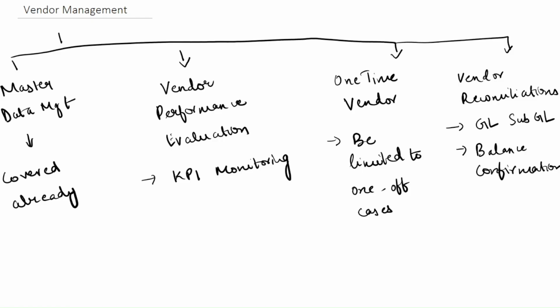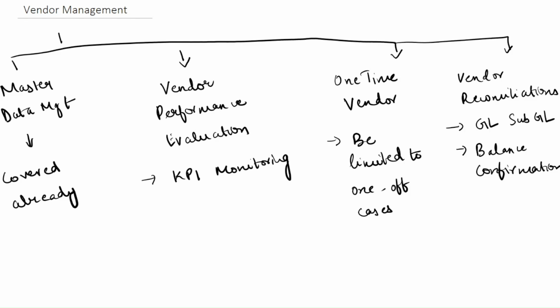This will help the organization to decide whether to continue with the same vendor or to terminate the services of the vendor. Then there's also something called one-time vendor. As the name suggests, it's used for one time, which means it is typically done for a small purchase or an ad hoc purchase where you do not have to go through the entire process of vendor empanelment and PO creation and all of that. We will bypass it. We will just have a one-time vendor, and this has to be limited to ad hoc use, and it shouldn't become a norm in the company.